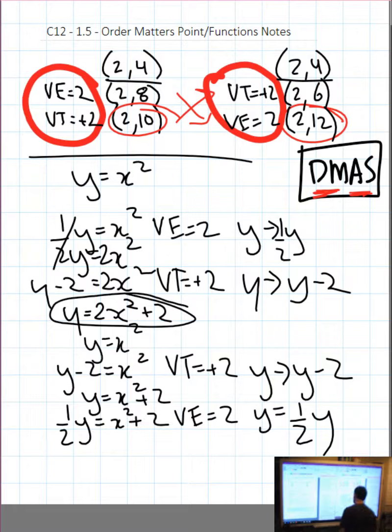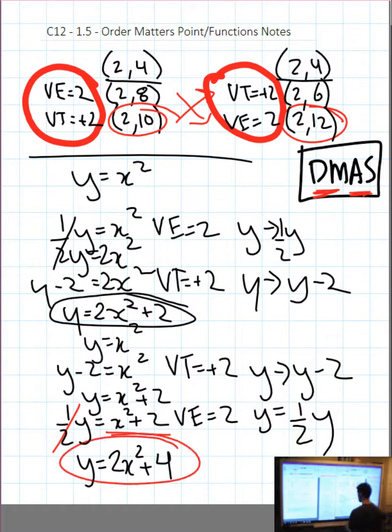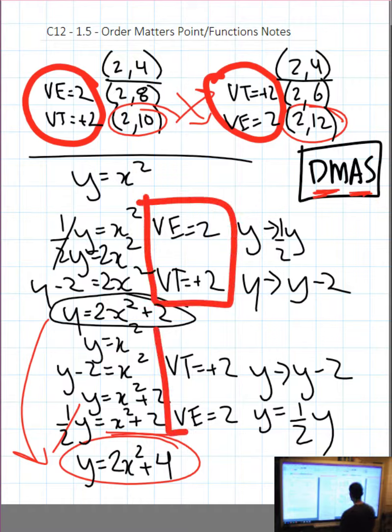And for all the lazy people who just put a 2 in front of the x squared, now when we multiply both sides by 2, we get the equation y equals 2x squared plus 4. I have to multiply both the x squared by 2 and the positive 2 by 2 to get 2x squared plus 4. Not the same equation as before, given the same instructions in an opposite order.